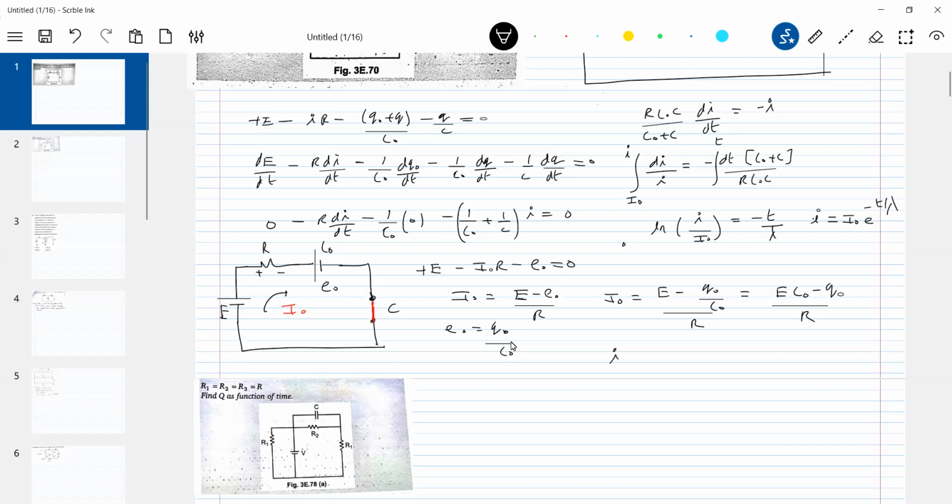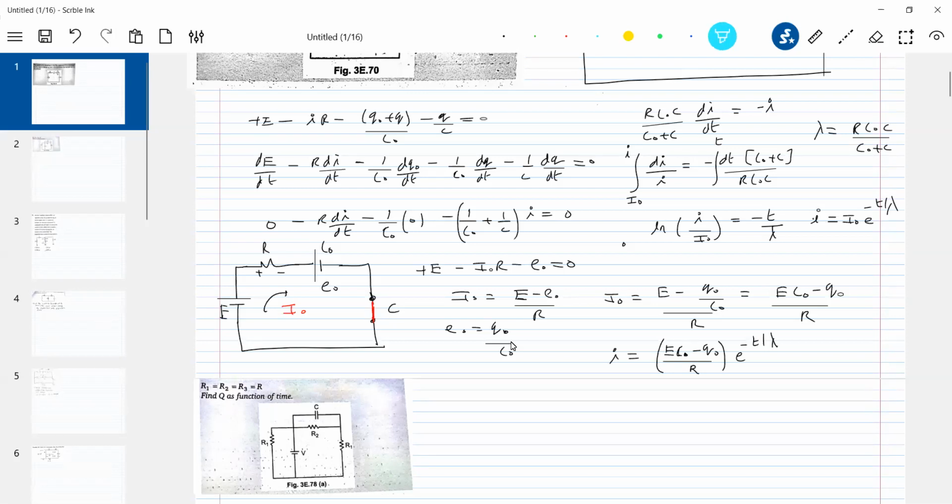This value of I naught, you have to substitute here, you'll get the expression for this one. So what is the current at any time? E C naught, and what is lambda? Lambda is everything, this one. This is the expression for current at any time t. Once you know current, you can go for charge. I think this is very important.